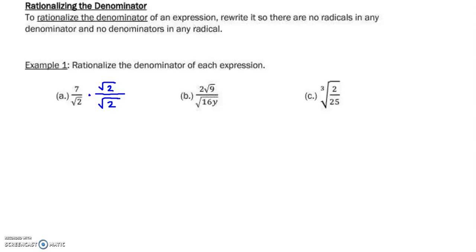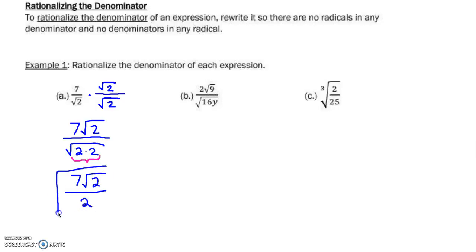Simplifying here, the numerator becomes 7 times the square root of 2, and the denominator becomes square root of 2 times 2. And now, since I have 2 2's in that square root, I can take 1 out and get rid of the radical, and I'm left with 7 square root of 2 over 2. I now no longer have any radicals in the denominator, and I don't have a denominator inside of my radical. So I'm done with example 1.